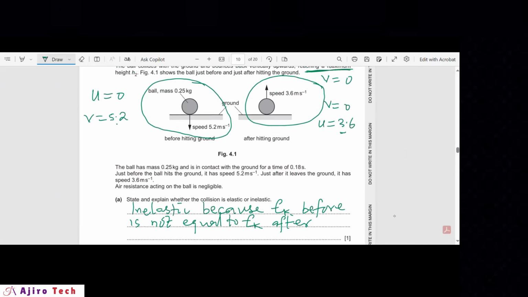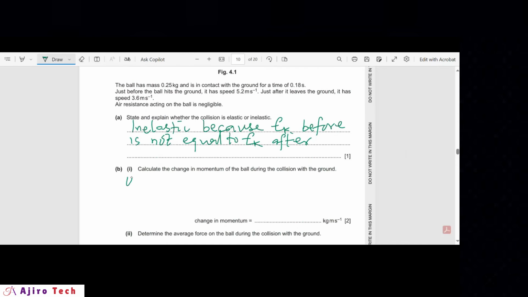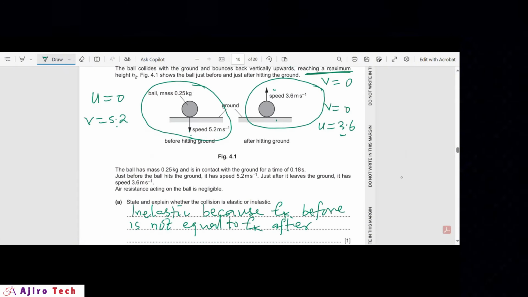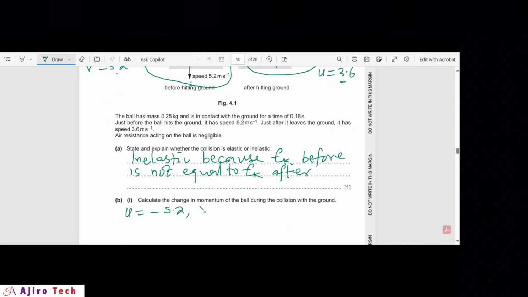Now for the two, this one will be my U here, because this is only when it's leaving. That will be our final. So we are considering the two together. So this is our U when it's coming down, before colliding. This is after colliding, that's the final. So looking like that, our U is minus because the arrow is downward. It is minus 5.2. Our V is 3.6.